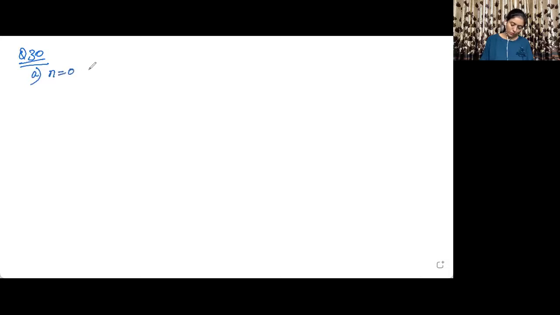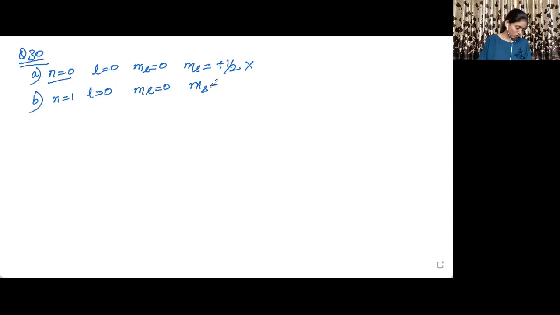N equal to 0, L equal to 0, ML equal to 0, MS is equal to plus half. This is not possible because for principal quantum number, N cannot be equal to 0. The energy levels start from the first energy level. There is no 0th energy level. All right. Then second is N equal to 1, L equal to 0, ML equal to 0, MS equal to minus half.